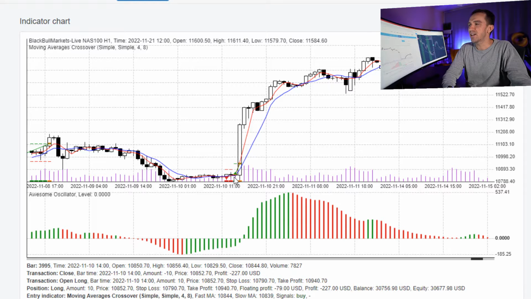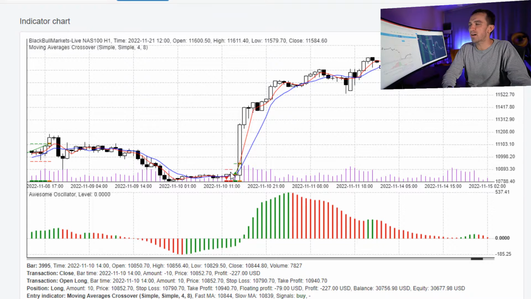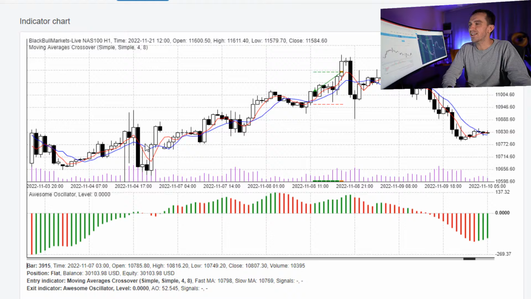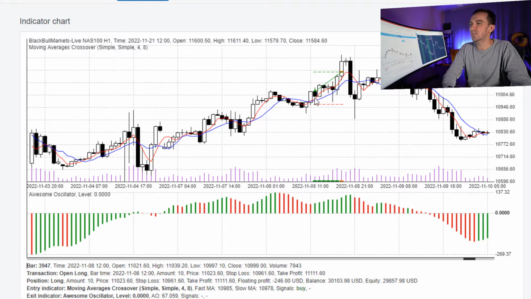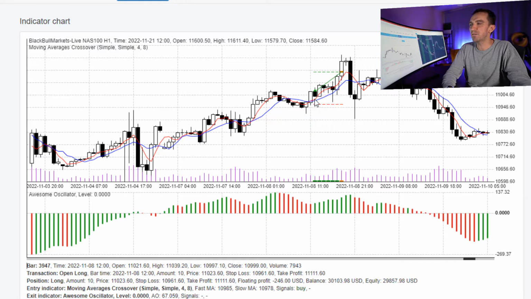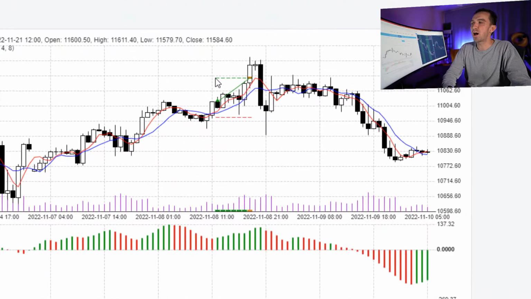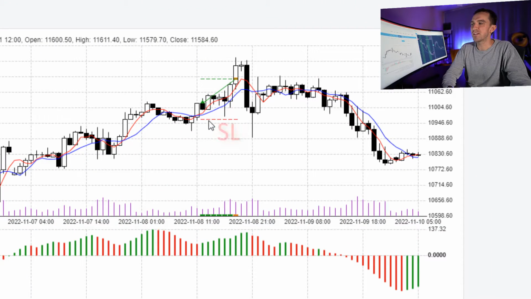And right in here you can see that the fast goes above the slow moving average, and on the opening of this bar we have a long trade. Right in here we have the same long signal, so the fast moving average goes above the slow moving average, and at the opening of the next bar we have a long trade. See what happened? The take profit was here, so here is the stop loss and here is the take profit.